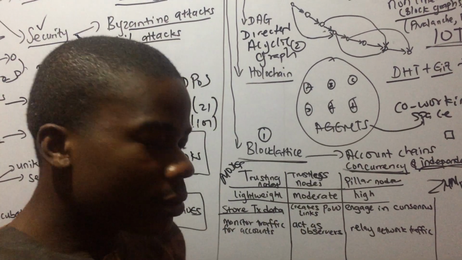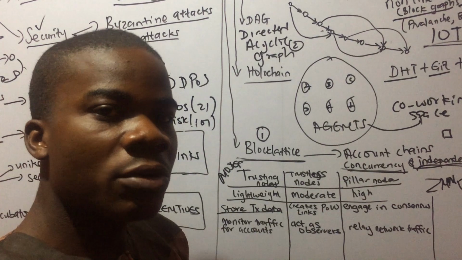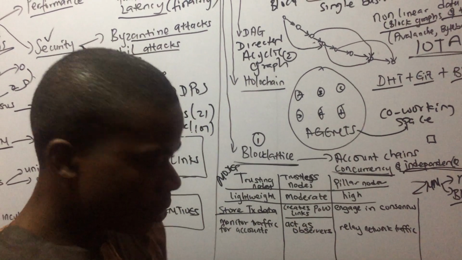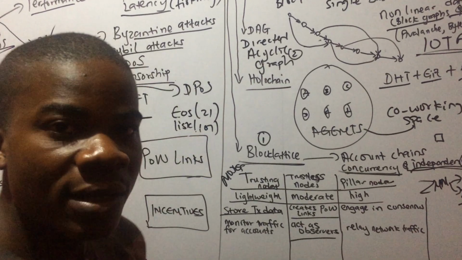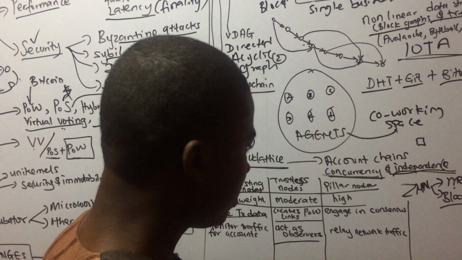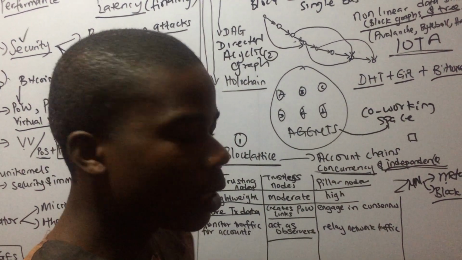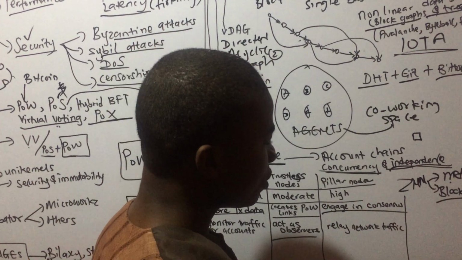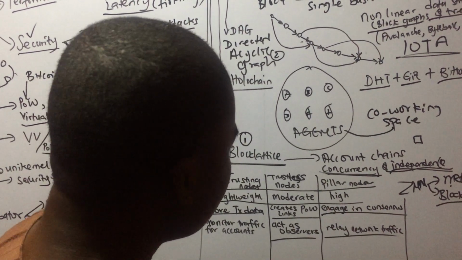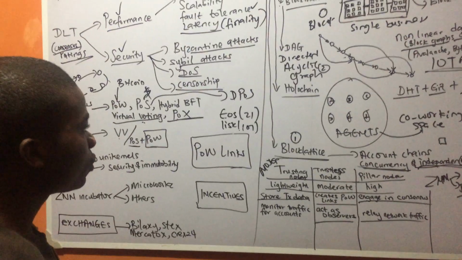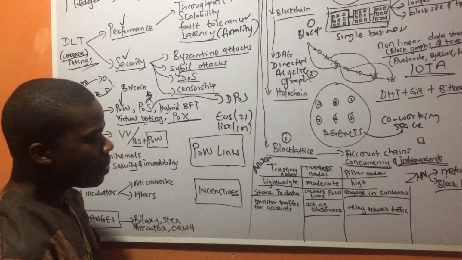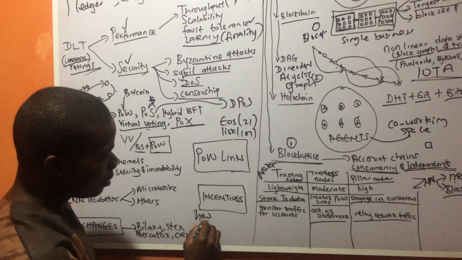The trustless nodes are moderate. It takes moderate resources to run them. They help create proof of work links, and they act as observers in the network. The pillar nodes are also referred to as consensus nodes. They take high resources to run. They engage in consensus, and they help relay network traffic between other pillar nodes in the system. And that leads us to the proof of work links. So you might be asking, how does that work?